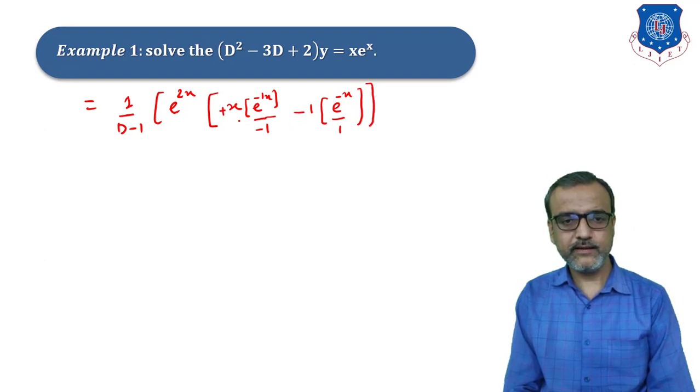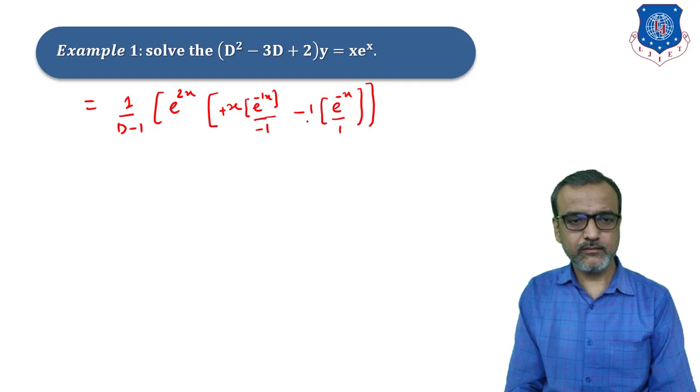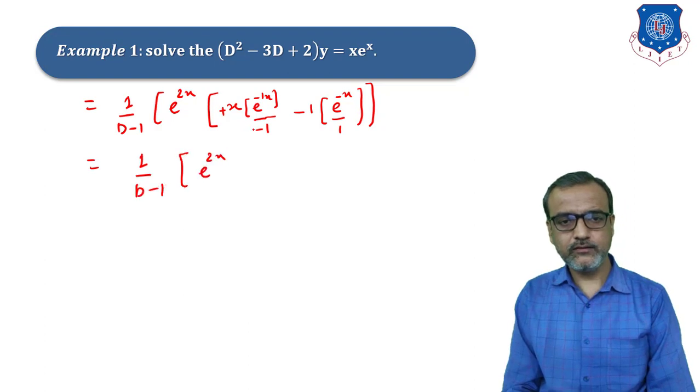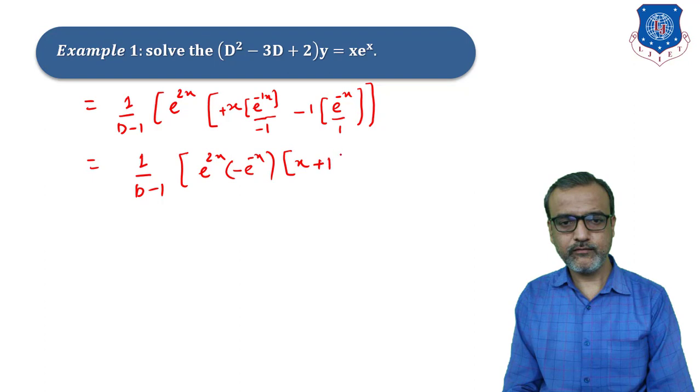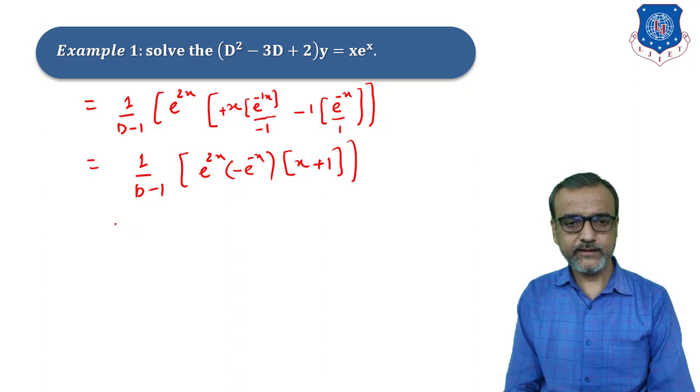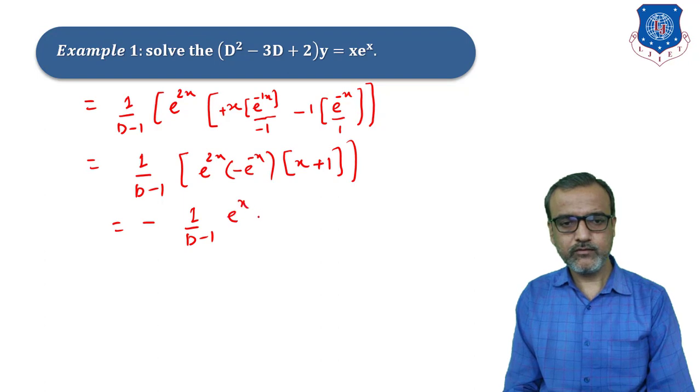Now we will simplify this result. So 1 upon D minus 1, this is e raised to 2x. Now taking minus e raised to minus x common, in the bracket we have x plus 1. Now e raised to 2x multiplied by e raised to minus x becomes e raised to x, and we keep this minus sign outside. So minus 1 upon D minus 1, e raised to x into bracket x plus 1.